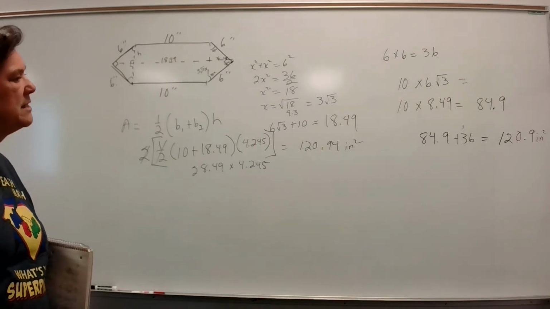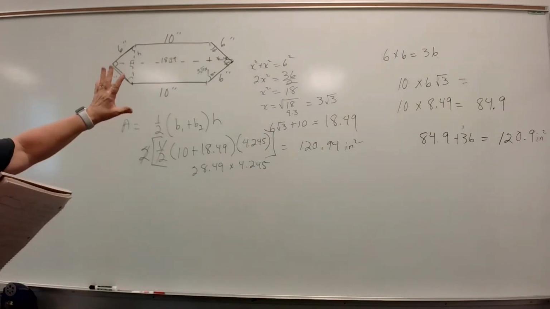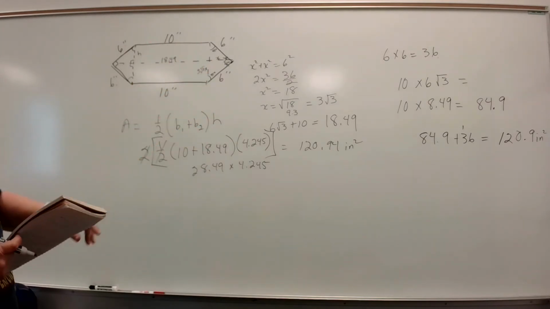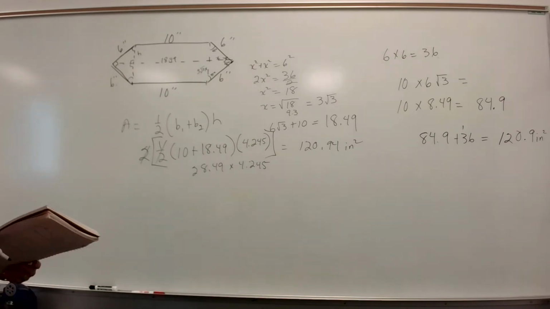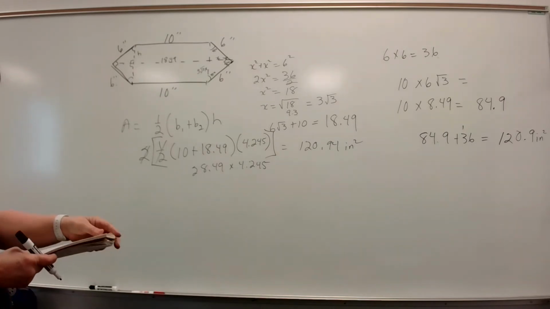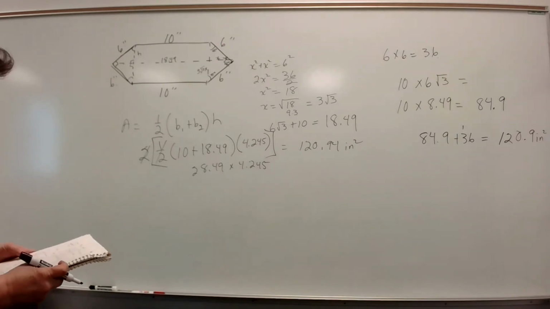So as you can see, you get the same thing whether you do it as trapezoids or whether you do it as two triangles that make a square and a rectangle. I think the second one is easier than the first one. Okay, now let's look at another possibility.